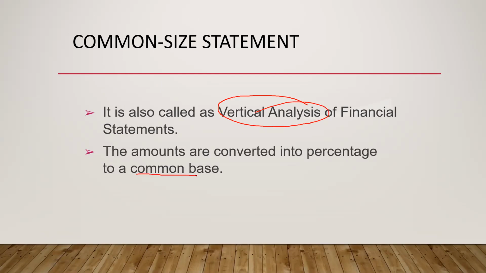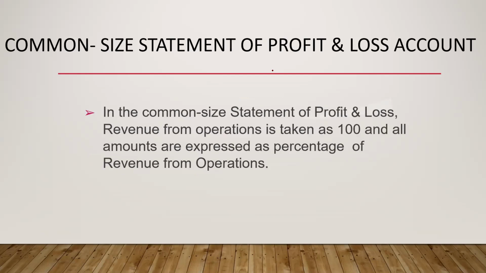Now, what is a common base? If I talk about the comparative statement of profit and loss account, here the common base is revenue from operation, that is net sales. Net sales is taken as 100 and the rest of the items are compared to it as a percentage. If revenue from operation, that is net sales, is 100%, other items are how much percentage of it? I'll solve a sum related to it and then you'll get a clear idea of how it is done.